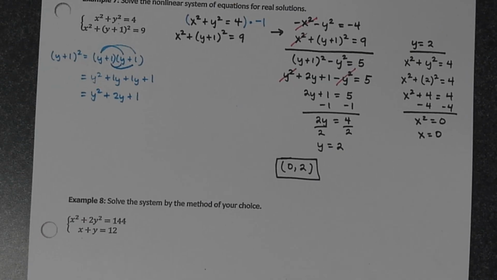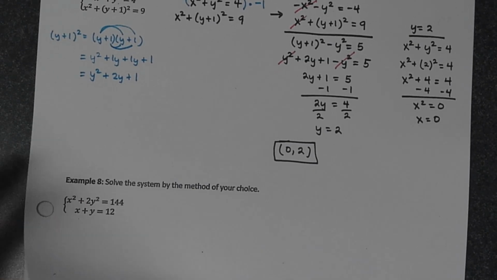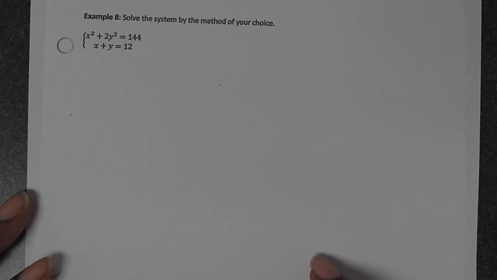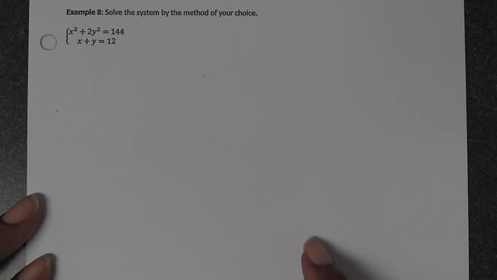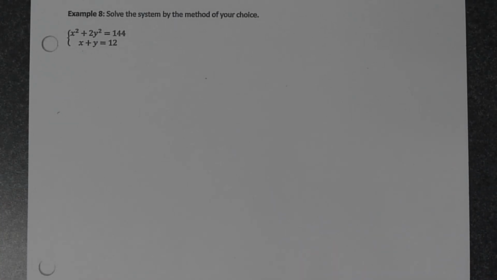Okay. And finally, example number 8. Here we're going to use the method of our choice to solve this system of equations: x squared plus 2y squared is equal to 144, and x plus y is equal to 12.